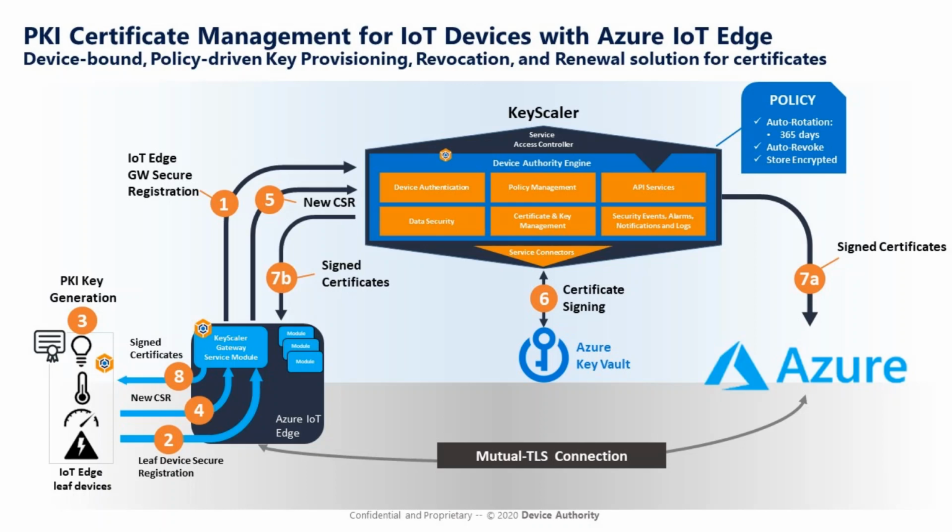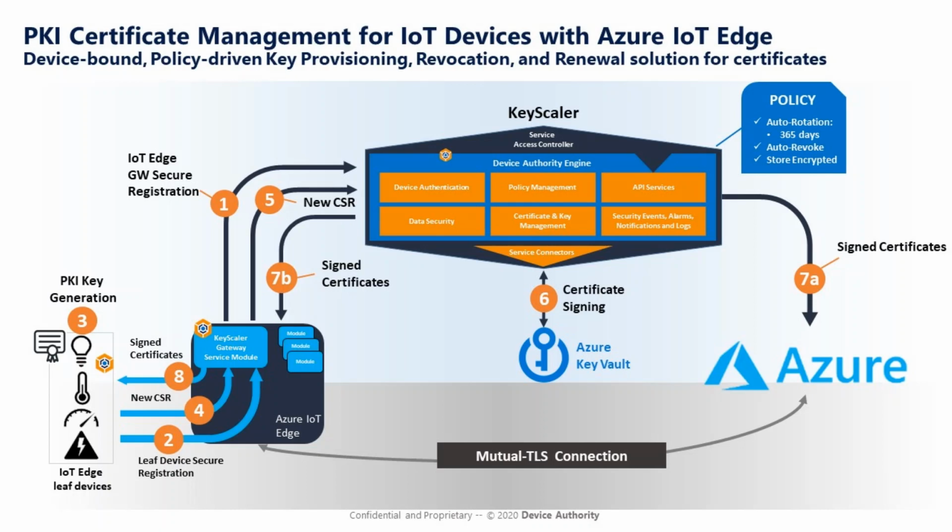On the left side, we have the leaf devices and the IoT Edge Gateway, in the middle, the KeyScaler server, and on the right side, the Azure services. In our demo, we're going to be enrolling the IoT Edge Gateway using DPS, and then the leaf devices into IoT Hub directly. So the first step will be the secure registration of the gateway itself into KeyScaler. After that process is completed, then the leaf devices can use the gateway service as a conduit to register and get the certificates from the KeyScaler server. So that will be step 2.